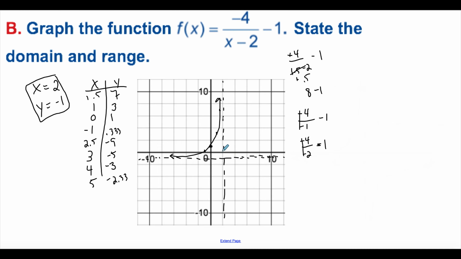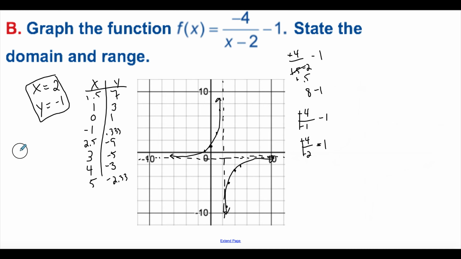So go to 2.5, so 2.5, negative 9. So 2, 4, 6, 8, 9. Right there. 3, negative 5. 4, negative 3. And then 5, negative 2 1/3. Okay, so same thing here. My graph is going to go like this, and I'm going to approach the asymptote. Okay, so that's what my graph looks like.